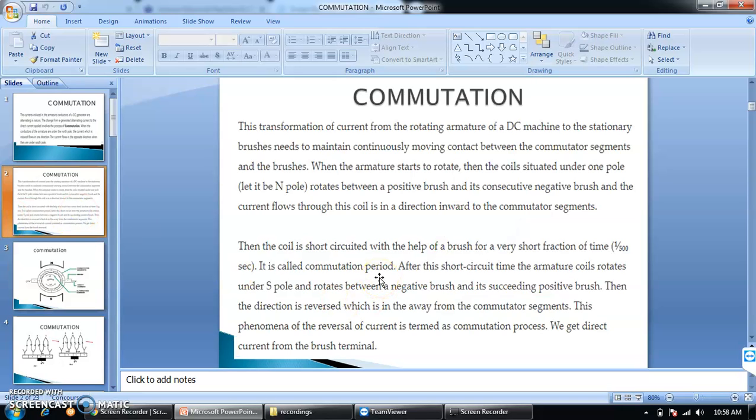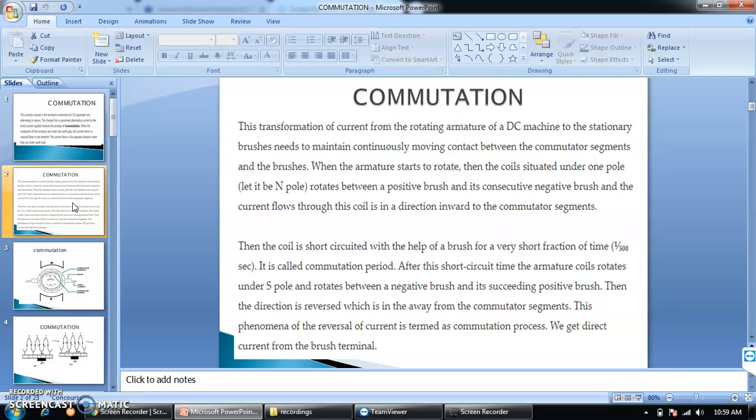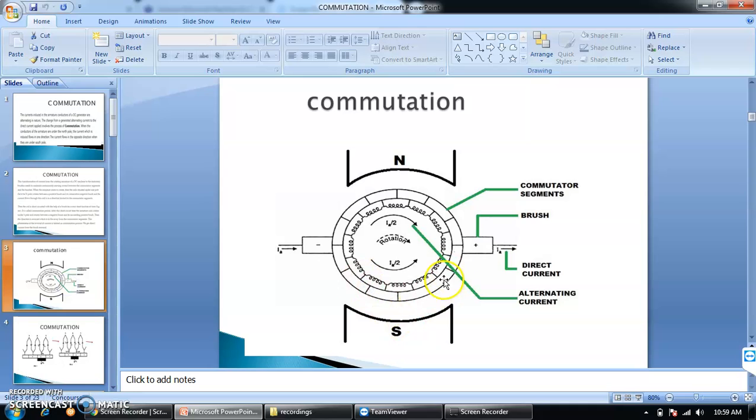If you go to the transformation of current in a DC machine from the brushes, when the armature starts to rotate, like in this diagram, the conductors which are under the purview of the north pole carry current in the positive direction, and similarly the conductors under the south pole carry current in the opposite direction. Now how does the collected current always remain constant?